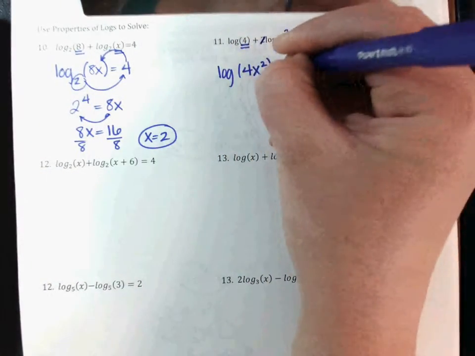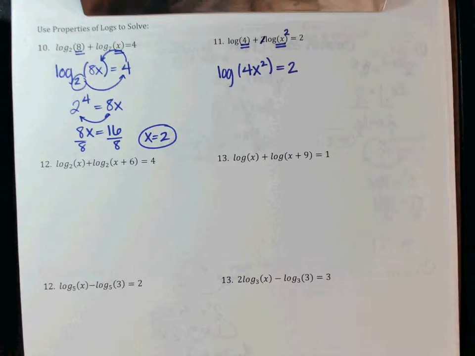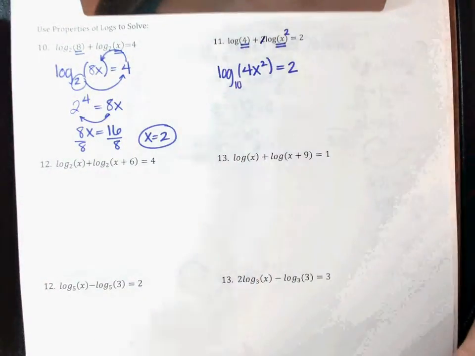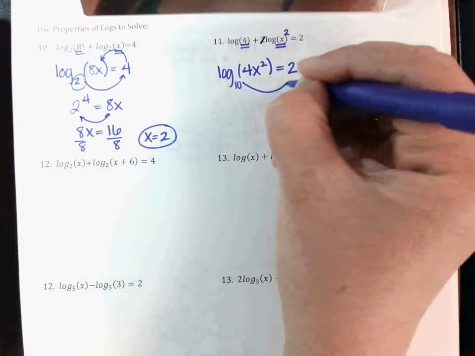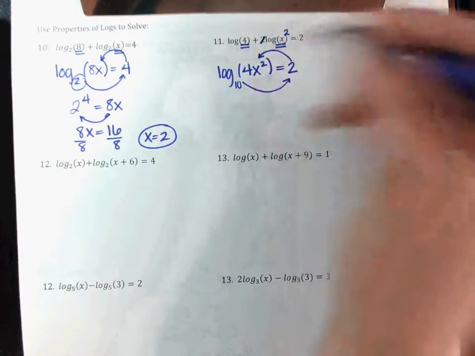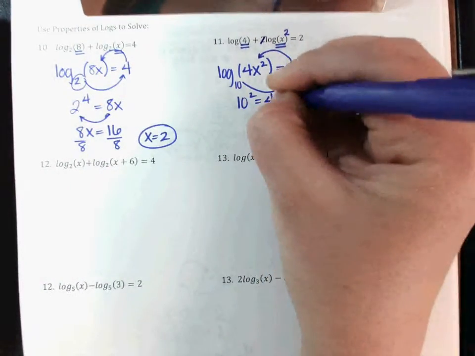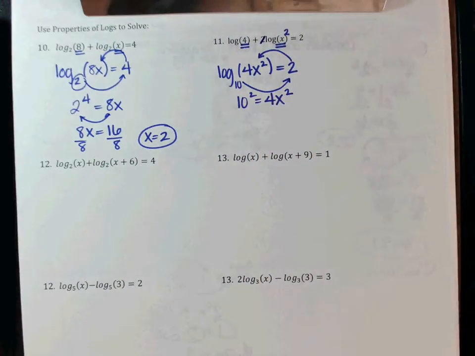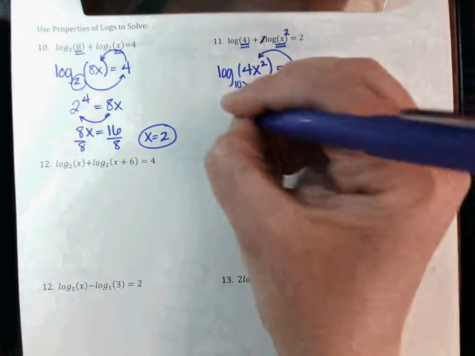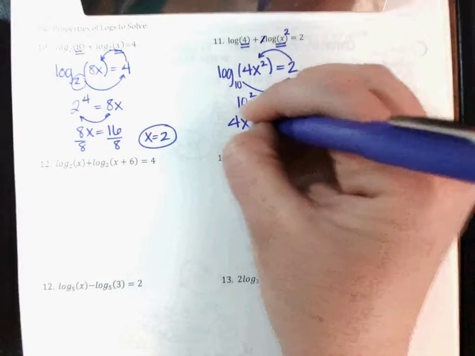And do you remember why that is? Because I moved the 2 up. That's your exponent property. Then you use your product property to multiply them together. Then what's the base if it's missing? 10. So it'll be 10 up to the 2 equals 4x squared. Okay, then 10 squared, you could type it into your calculator if you need to, but it's 100. Good. So I'm going to have 4x squared equals 100.